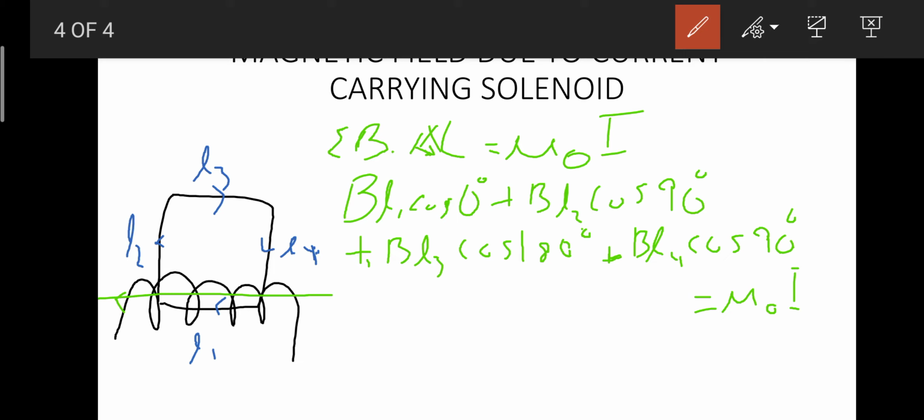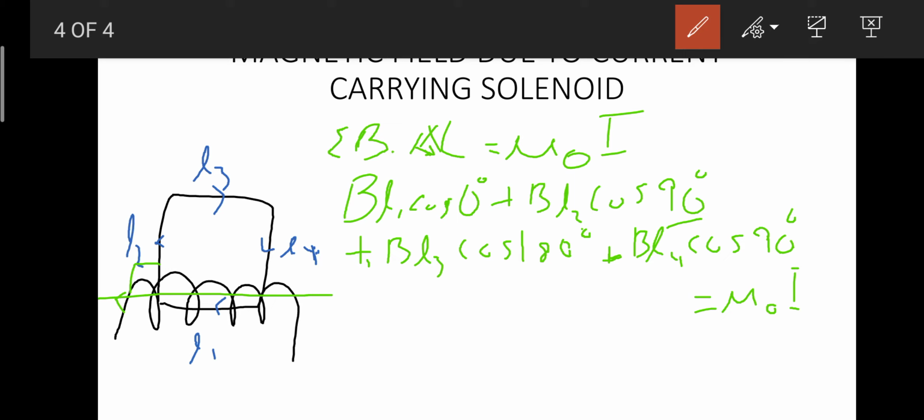So I have mentioned BL1 cos of 0 degree for this side. Now coming towards L2, we have seen that there is an angle of 90 degree between L2 and magnetic field B. So I would write 90 degree for this case.